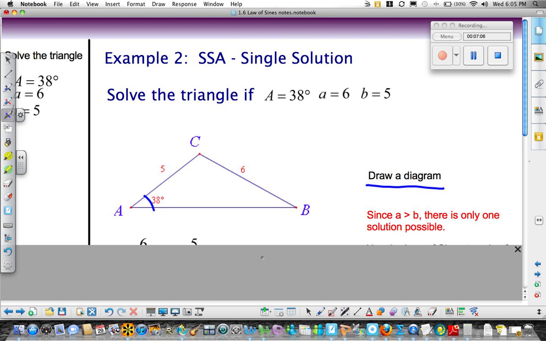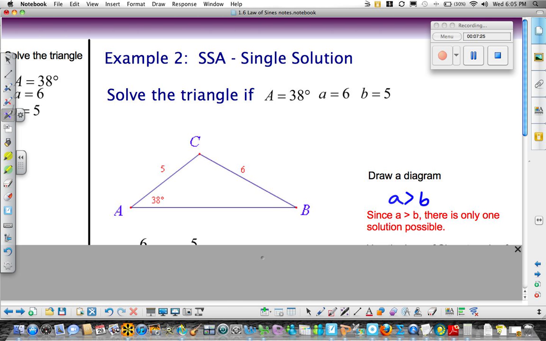I label my triangle ABC. Here's side A over here, it's 6. Here's side B over here, it's 5. Wonderful. So we drew our diagram. Now we want to make that comparison of A to B. And in this case, since side A is longer than side B, there's only one solution possible.